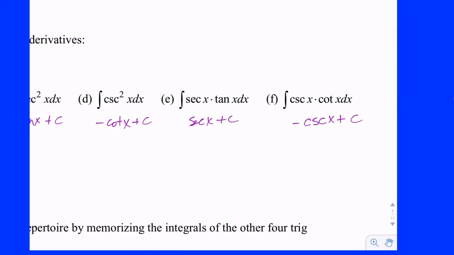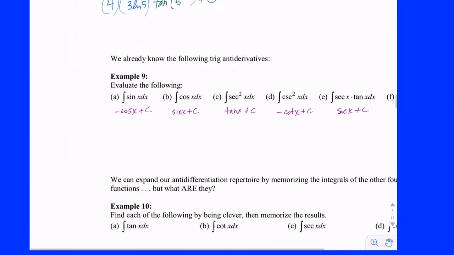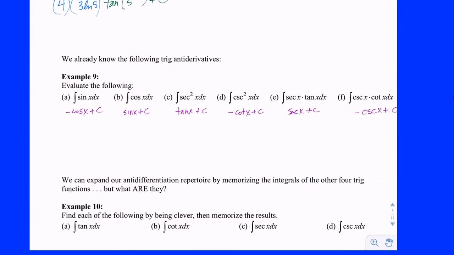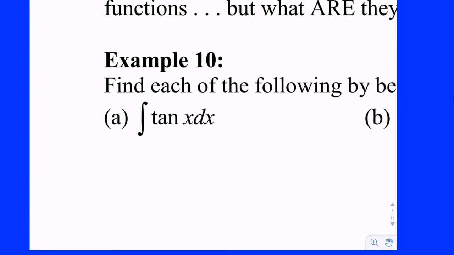So those we have memorized. Those are either known derivatives of trig functions, or known derivatives with slight corrections of a negative. But really, sine and cosine are the only ones that are just plain old trig functions. So there's 4 others out there that we need to develop. So let's do that for tangent of x.